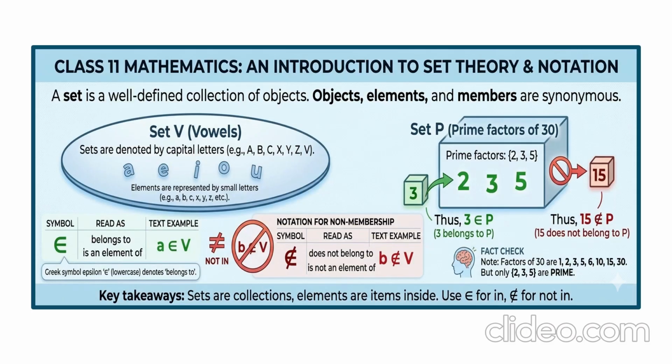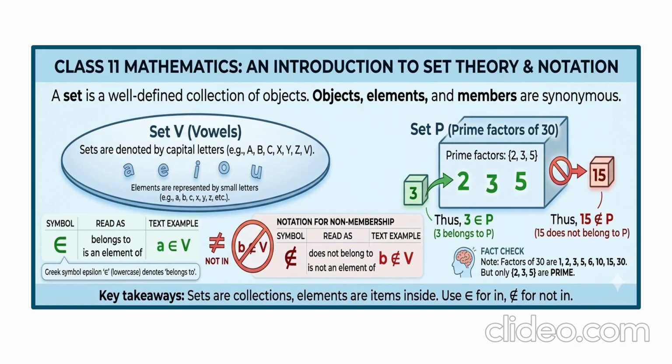In the previous slides, we learned about well-defined collections. These well-defined collections are known as sets. Objects, elements, and members: any kind of collection which is well-defined will be known as a set. And the parts which come under these sets are known as elements. Now we'll learn how to write these sets and elements.